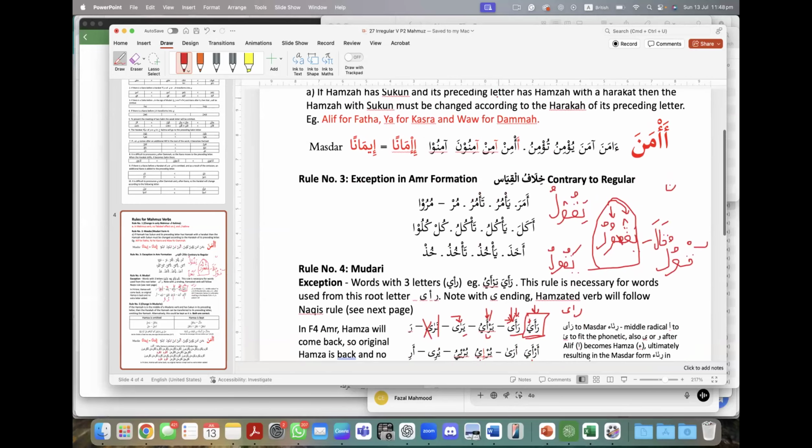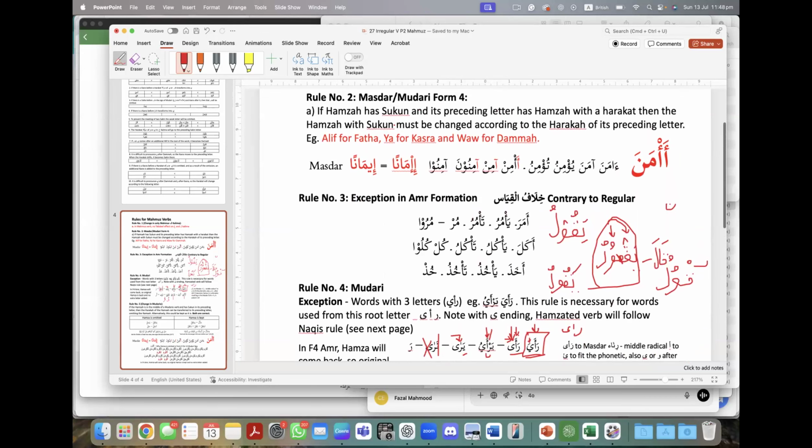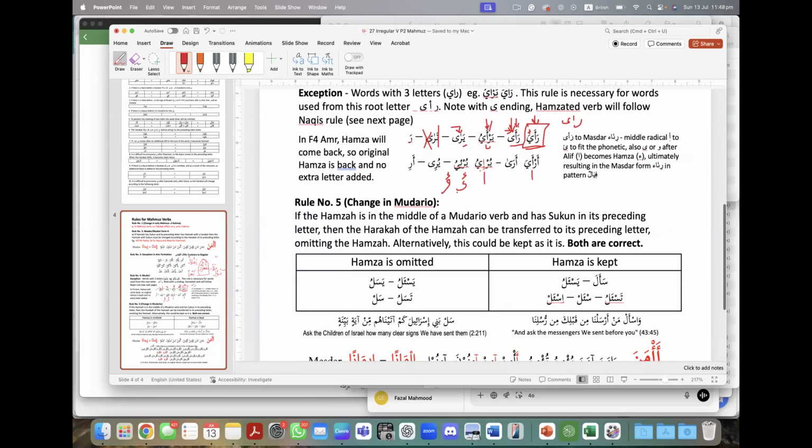It will change to alif for fatha, ya for kasra, waw for dhamma, but this waw will not be a normal waw. It will look like this. It will look like this. And it will look like this. Okay? Yuri. And then finally, there is another effect here.